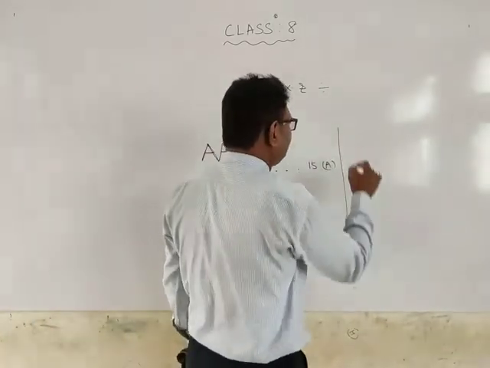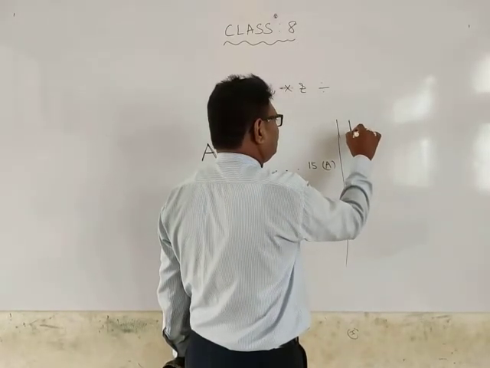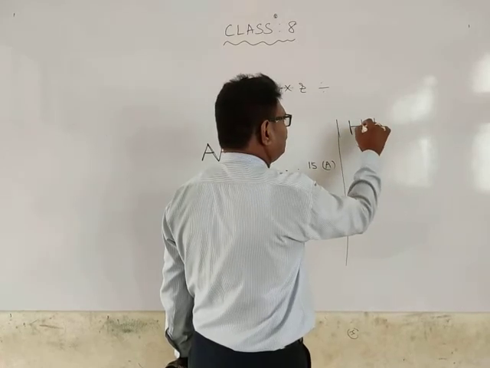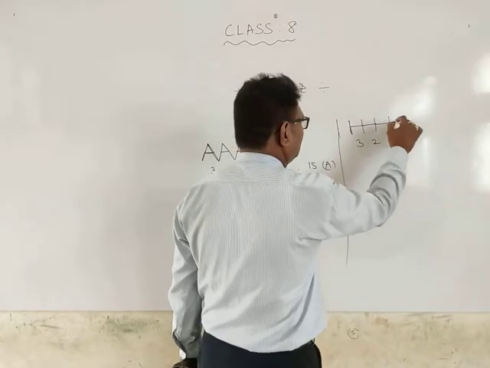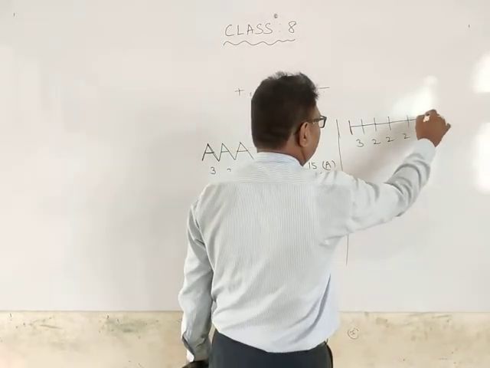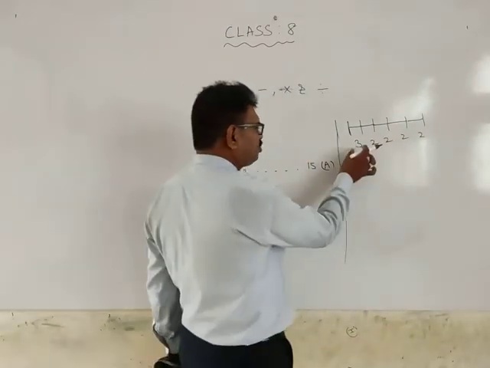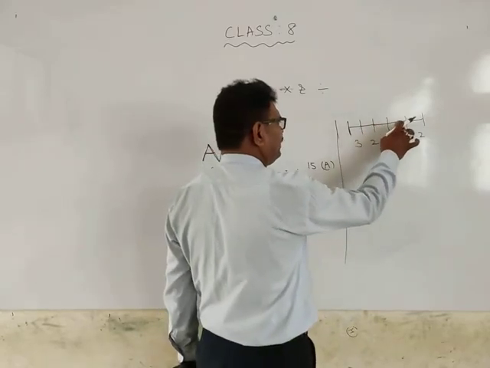Now I will take heads. 1, 2, 3. Each needs 2 again, 2 again, 2 again, like this. You leave the first one. If you leave the first one, what happened? 1, 2, 3, 4 are there.